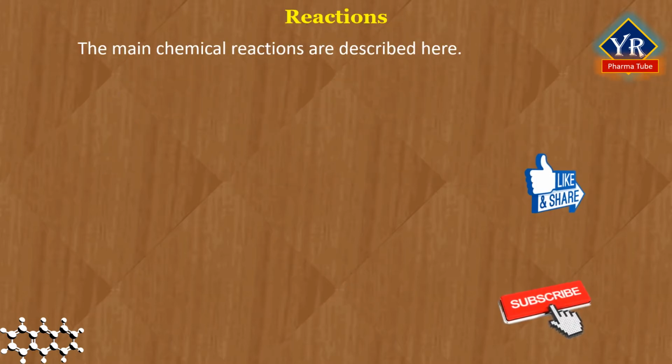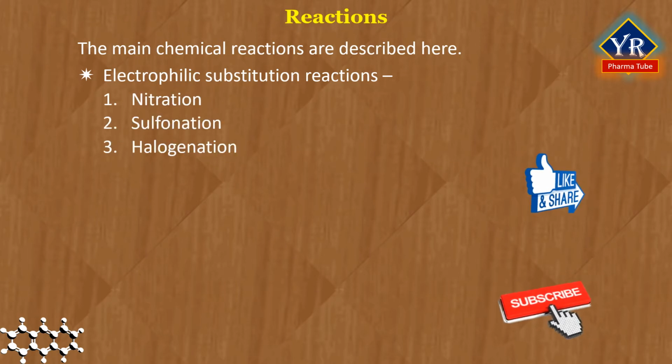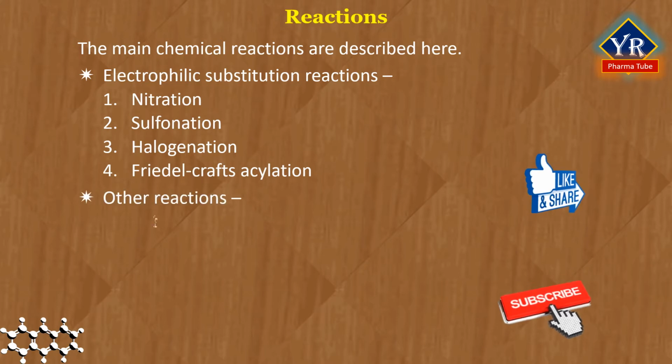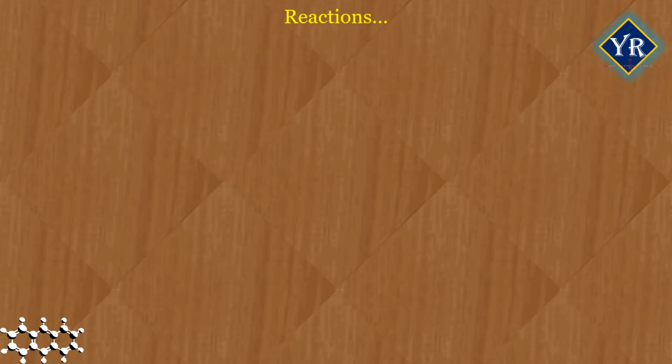The main chemical reactions of anthracene are described here. Electrophilic substitution reactions include nitration, sulfonation, halogenation, and Friedel-Crafts acylation. Other reactions include oxidation, reduction, dimerization, and Diels-Alder reaction. Coming to the electrophilic substitution reactions.